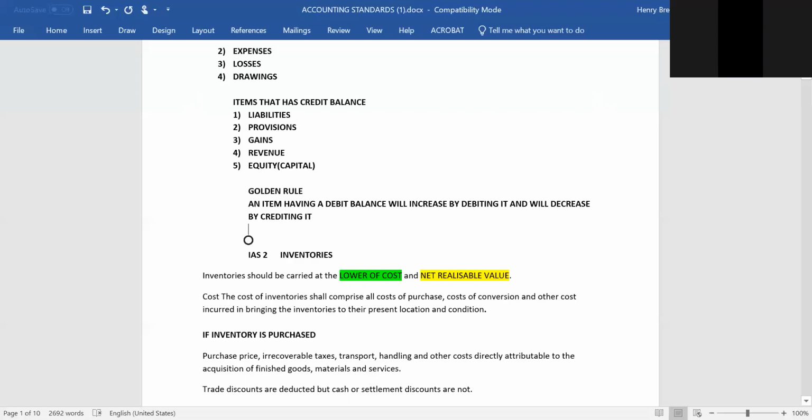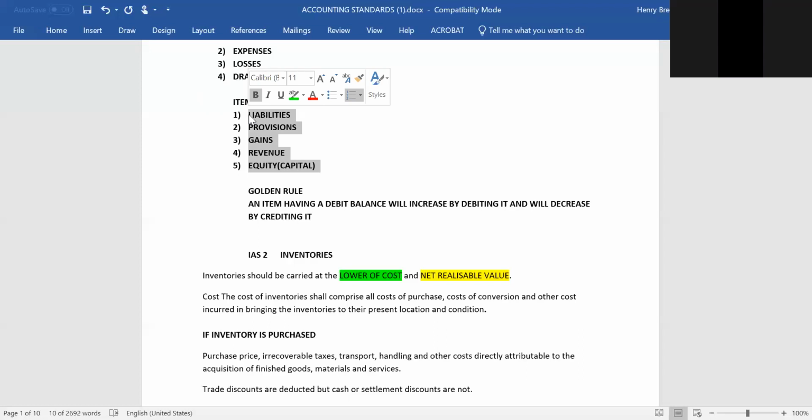And the same principle holds in the case of items which are having credit balances. Items which are having credit balances will increase by crediting it, and it will reduce by debiting it. So if you go for a loan of, let's say, $50,000, and there's an additional loan that you have acquired, because a loan is having a credit entry, we are going to top up by crediting the loan account with the addition. But if it ends out that you're able to pay part of the loan, then you are supposed to debit the loan account with the amount that you have paid.